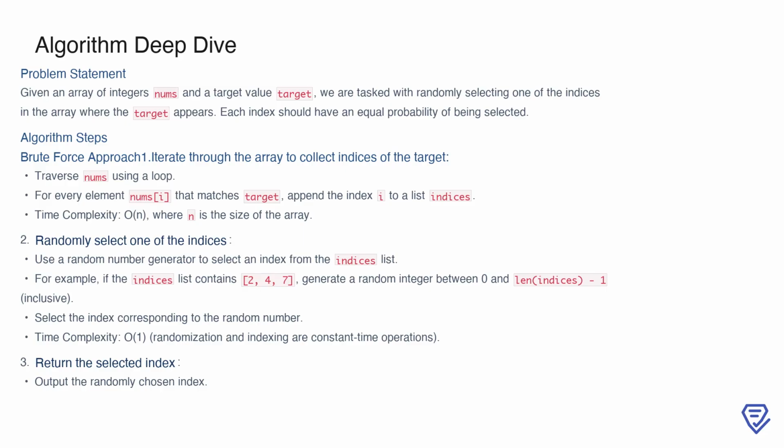Once we have the list of indices, the second step is to randomly select one of these indices. Using a random number generator, we can pick an index from the indices list uniformly. For example, if the list contains 2, 4, 7, we generate a random number between 0 and the length of the list minus 1, then use this random number to select an index. The random selection is a constant time operation, making this step O(1). Finally, we return the randomly chosen index as the result.